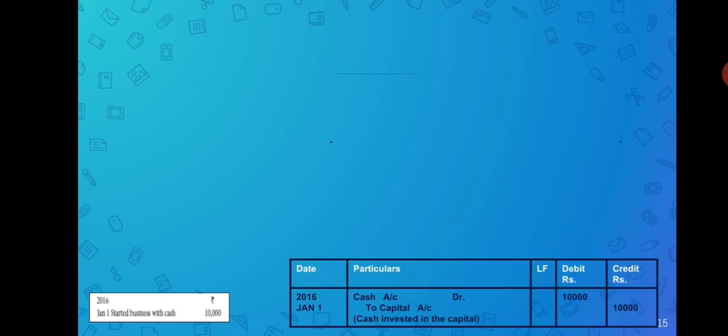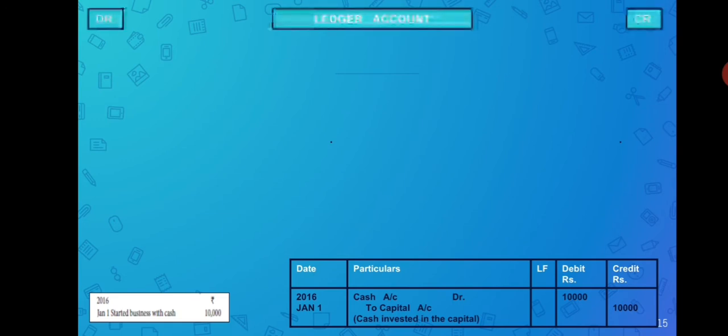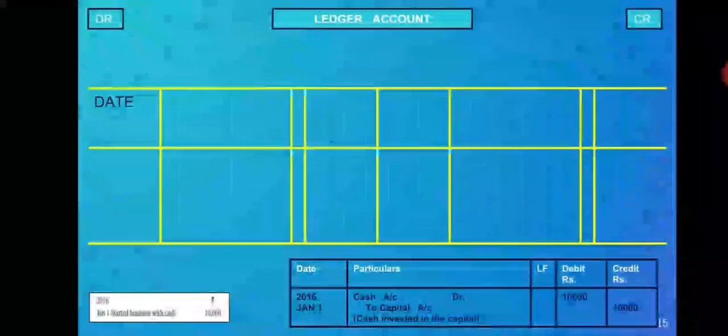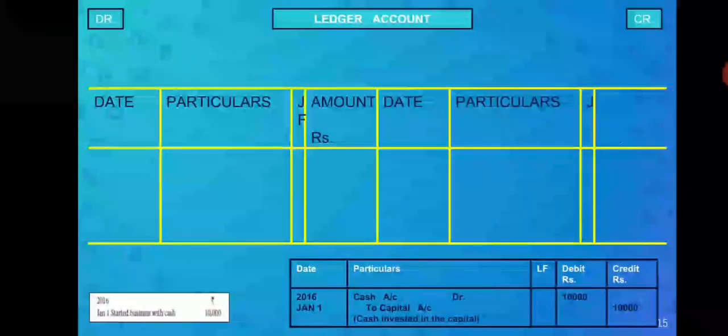So now let us open the capital account. Once again I have written the format for you, I mean the journal entries for you to identify it. Next, you write the heading, ledger accounts, debit side, credit side. The name of the account will be capital account. Format for that: you write date, particulars, JF and then amount rupees. Credit side: date, particulars, JF, amount rupees.